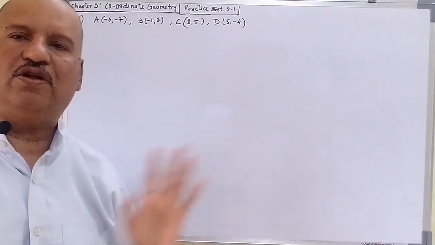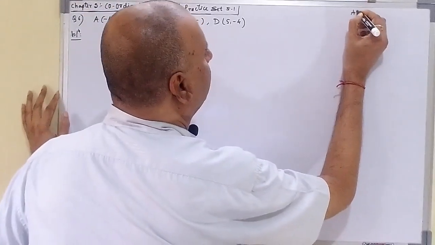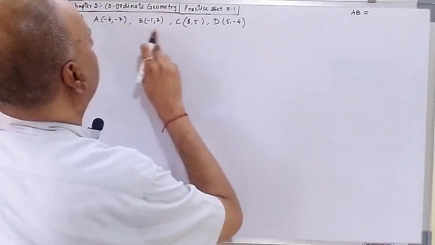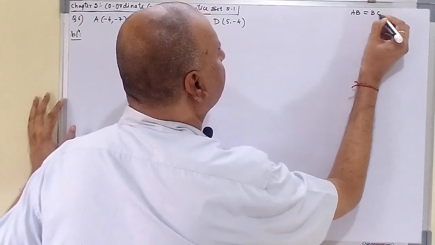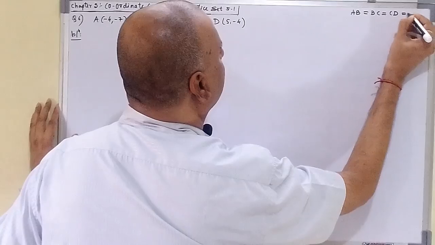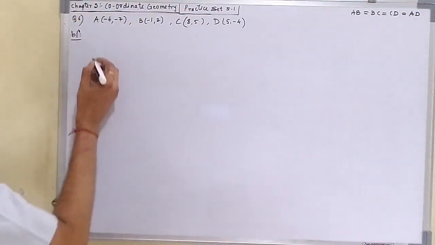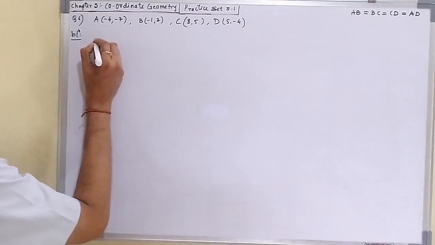For rhombus, we have to show all sides are equal. That means we have to show AB equal to BC equal to CD equal to AD. If you do this, you can say quadrilateral ABCD is a rhombus. Let's start.